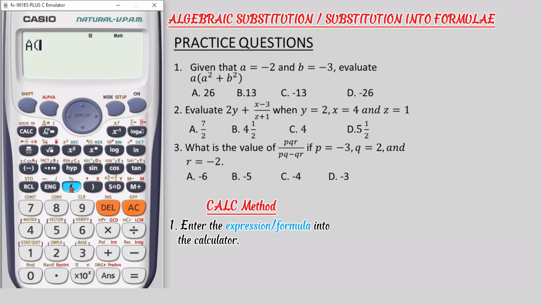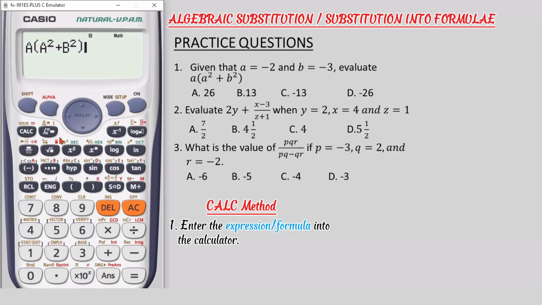So a multiplying a squared, so I activate a, and then I tap on the x squared button, plus b squared. To activate b, I simply tap on alpha and then the degree symbol to activate b. So b squared, and then I tap on the square button. Then I close my bracket. So I have successfully entered the expression into the calculator.